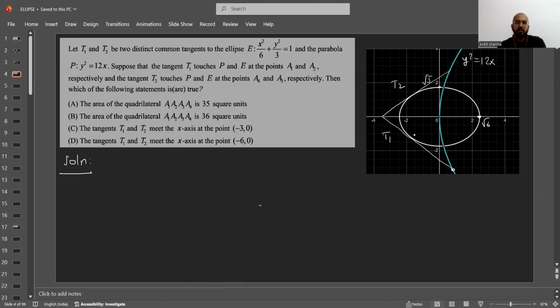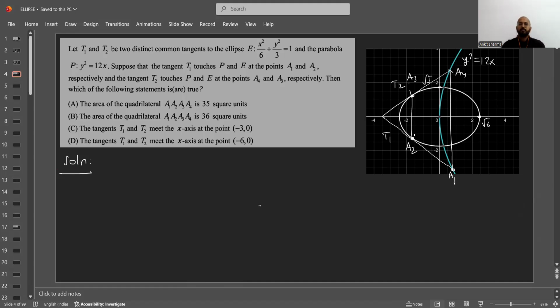So tangent T1 touches the parabola at point A1 and the ellipse at A2. And then tangent T2 touches the parabola at A4, so this is my point A4, and this is point A3. Now what is required mostly in this question? Area of the quadrilateral. If I just draw this quadrilateral, these are basically the points of the chord of contact. I want to find out the area of this quadrilateral A3, A4, A1, and A2.